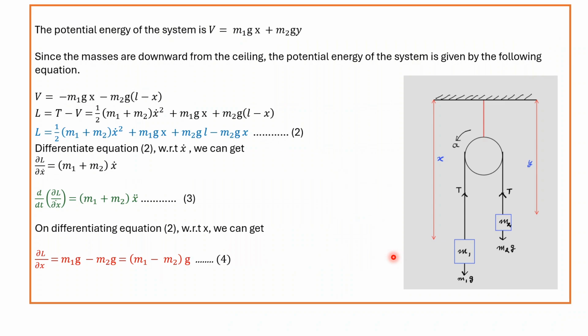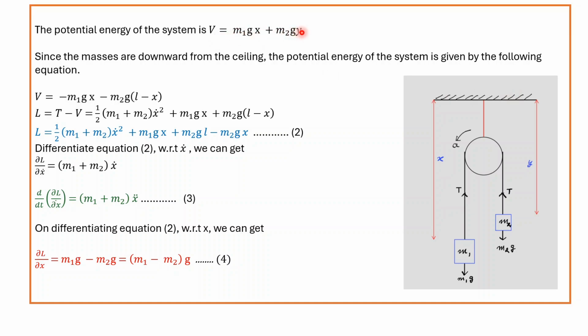As you know, the potential energy of the system, capital V, equal to mgh. Here the mass m1 is at a distance x from the ceiling, whereas m2 is at a distance y from the ceiling. So the potential energy corresponding to m1 is minus m1gx. For the mass m2, the potential energy is minus m2gy. But here we have used negative signs for both x and y, because the masses m1 and m2 are below the ceiling.